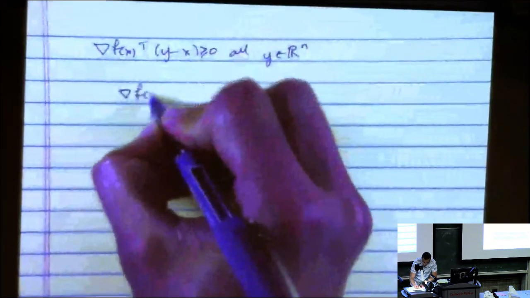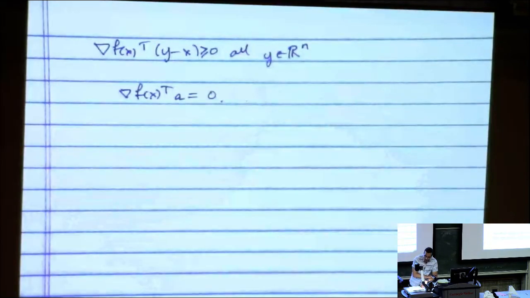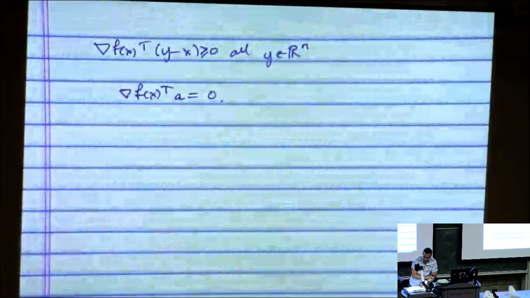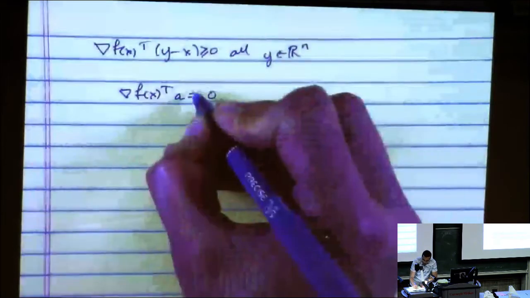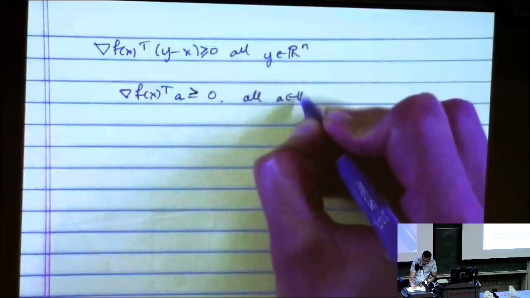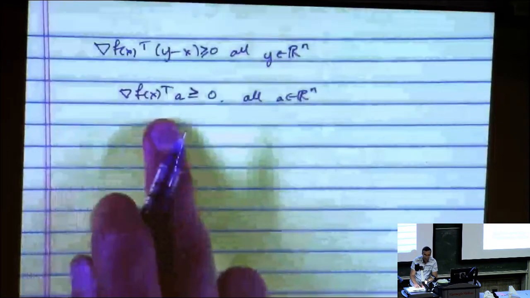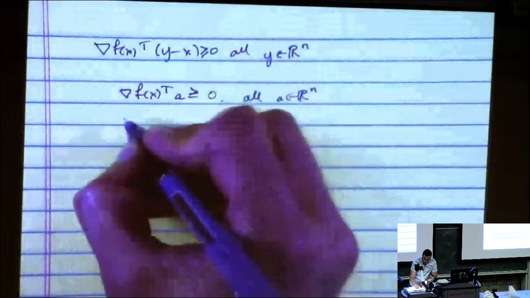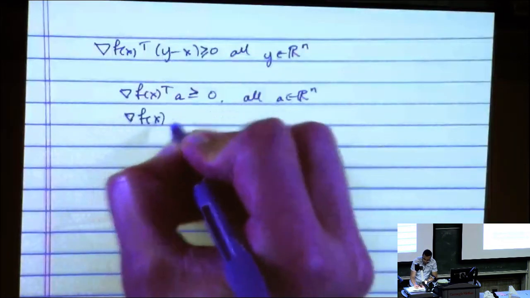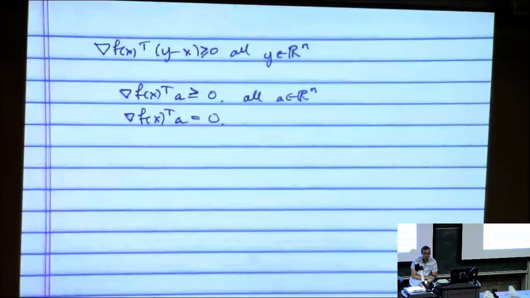Well, you can check that actually. This is going to imply that the inner product of the gradient of f of x with a is going to be greater than or equal to 0 for all a. But if that's true, and I just look at a and minus a, then that implies that the gradient of f of x must have a 0 inner product with all a, right?